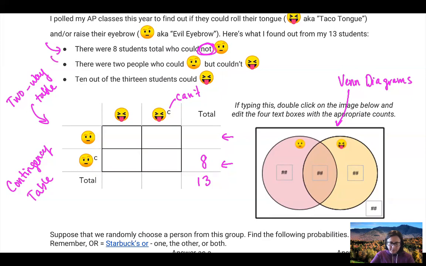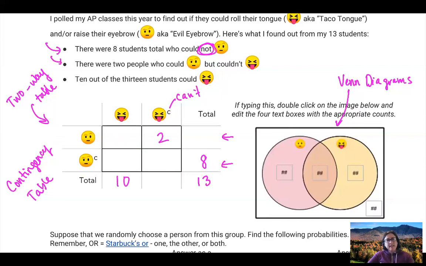All right, next bullet point. There were 2 people who could raise their eyebrow. So I'm going to be working in this row right here, but they couldn't roll their tongue. So 2 students right there. And then the last one, 10 out of the 13 students could roll their tongue. So I'm going to look in the roll the tongue column. And again, I don't know anything about what they can do with their eyebrows, so that's going to make me put that number down here.